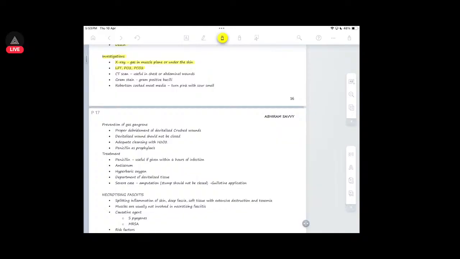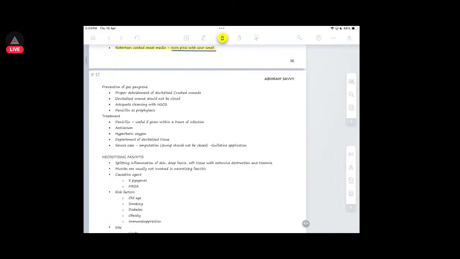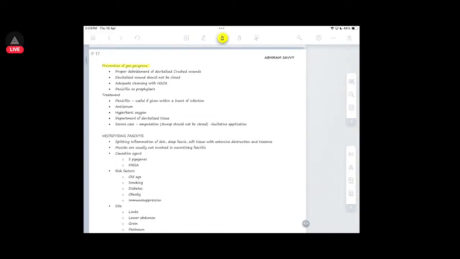Liver function test, partial pressure of oxygen, partial pressure of carbon dioxide you can perform. CT scan is useful in chest or abdominal wounds. Gram stain, you have gram positive bacilli. Robertson cooked meat media will turn pink with sour smell. So prevention of gas gangrene, you have to properly debride the devitalized crush wounds.